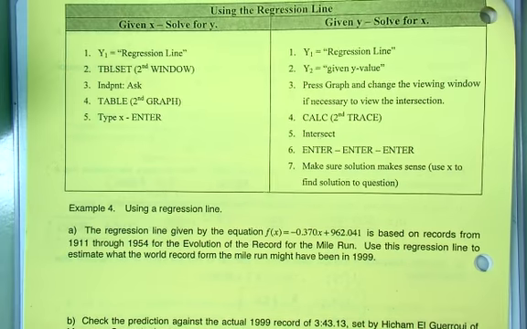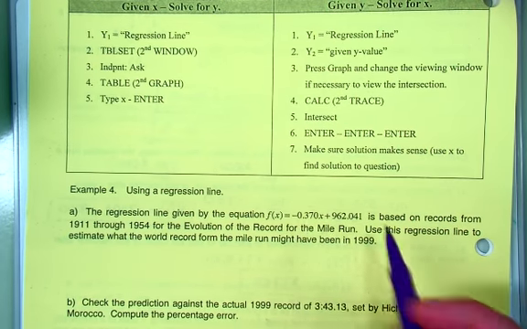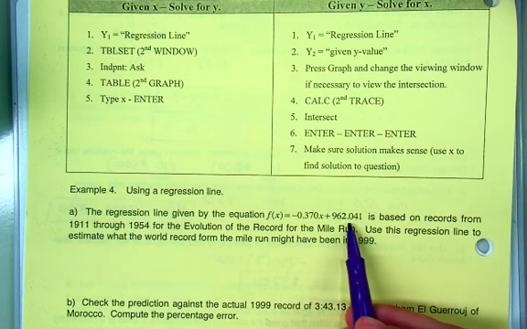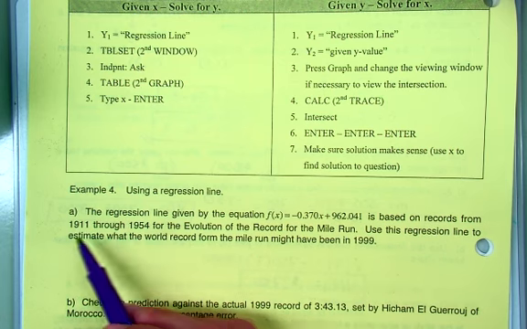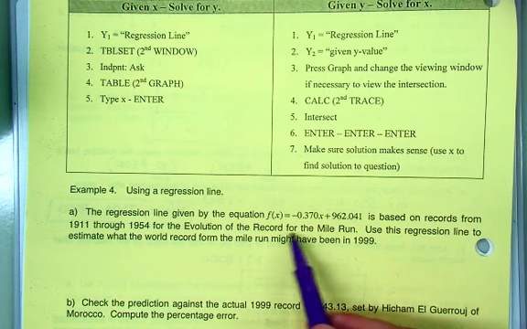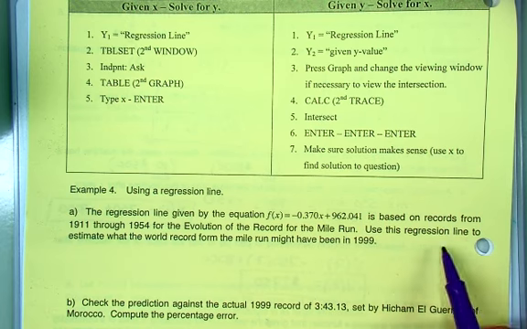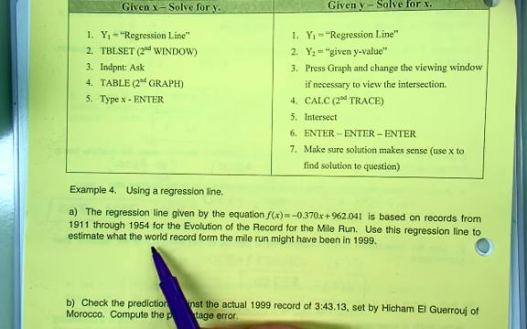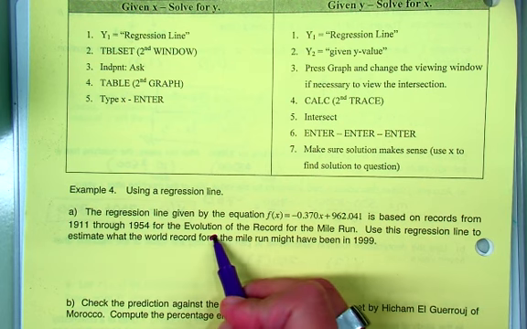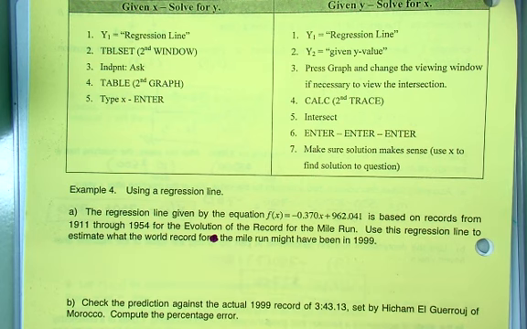The regression line given by the equation f of x equals negative 0.370x plus 962.041 is based on records from 1911 through 1954 for the evolution of the record for the mile run. Use this regression line to estimate what the world record for the mile run might have been in 1999.